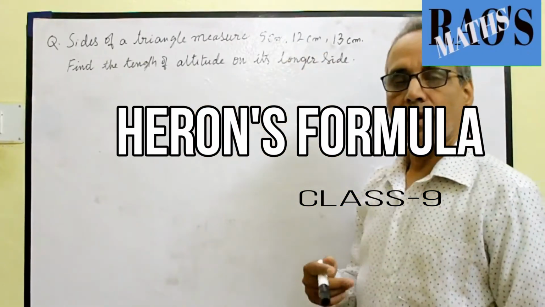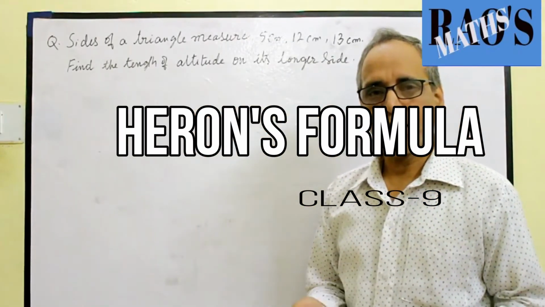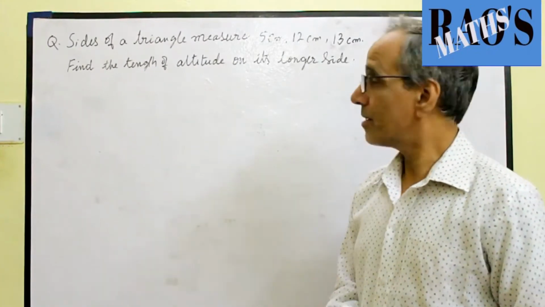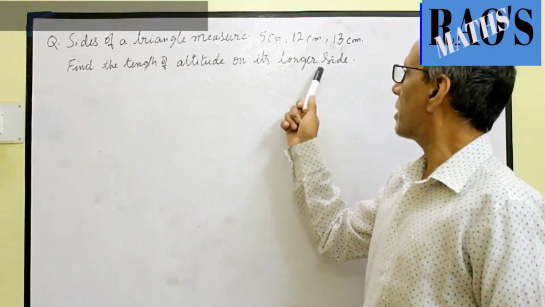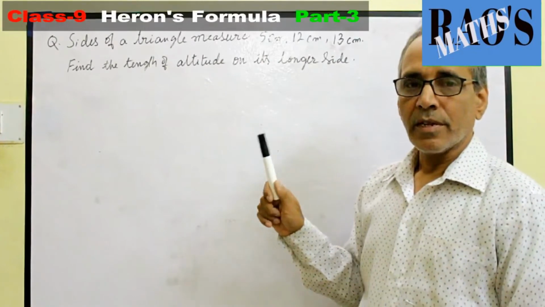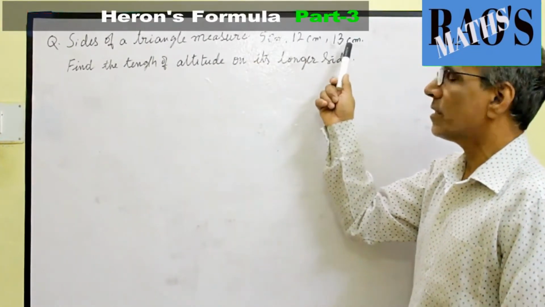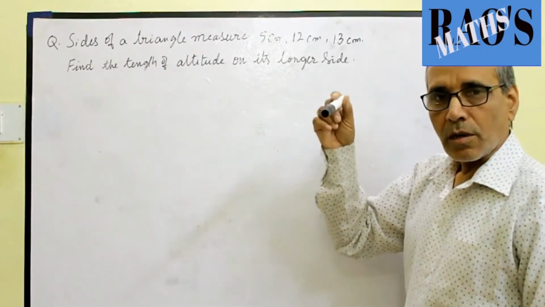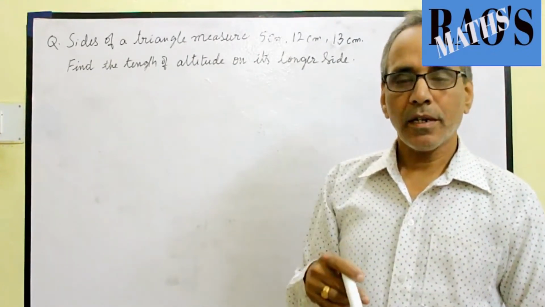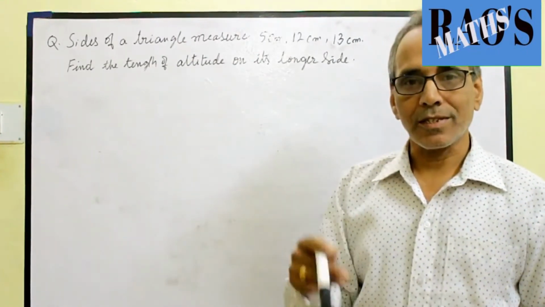In this question we have the sides of a triangle, but the question is not about finding the area of the triangle. You have to find the altitude on the longest side of the triangle. Here the longest side out of these three is 13. So on 13, the perpendicular altitude measurement is questioned here.